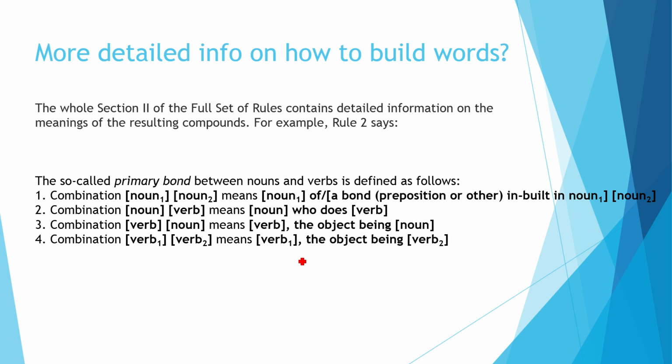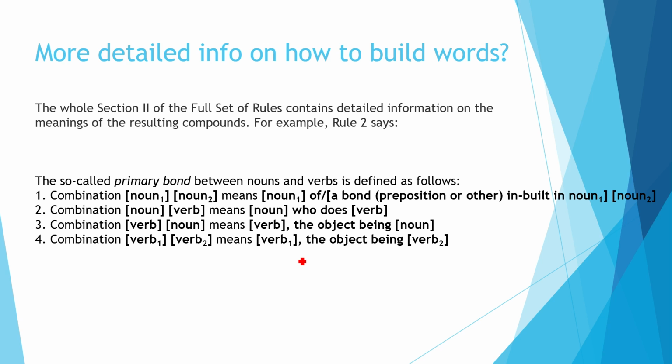So what else? Combination noun-verb means noun who does verb, and this one is important. We actually took a look at it before, when we were considering the person work, right? We were considering datuo. Datuo means working person. Well, actually this rule is applied here. Person work equals person who does work. That's why it means a working person. So this is the more specific information on how to make compounds and what they really mean.